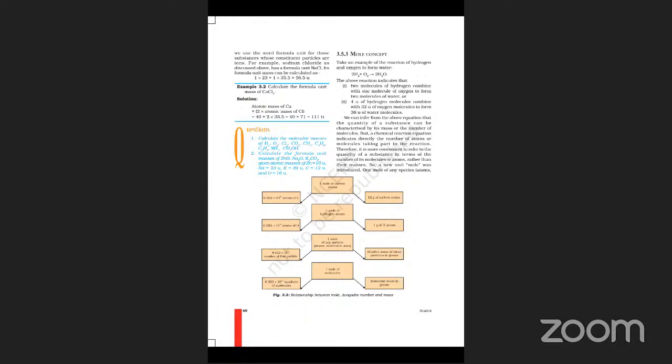Same way for calcium chloride, CaCl2, we have to use the calcium plus 2 into Cl, right? That is 40 plus 2 into 35.5, that is 111 u. Got it? Yes, sir. See, the difference is we have to use the compound which is made up of its ions. So that means only charged atoms.